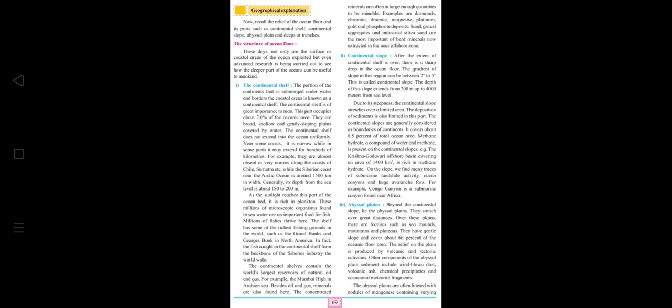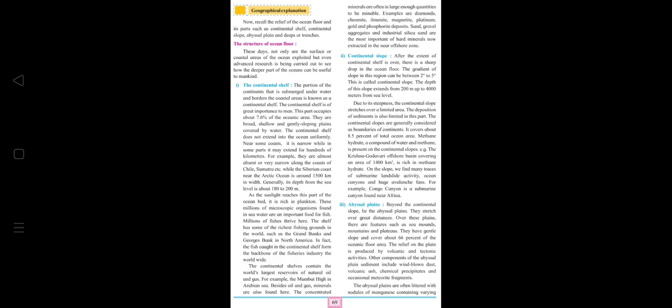So we are going to come to the structure of the ocean floor. Before that, let's understand each part of the structure: the continental shelf, the continental slope, and the abyssal plains. Recall the relief of the ocean floor and its parts such as the continental shelf, the continental slope, the abyssal plain, and deeps or trenches. You'll have studied this in your junior classes.